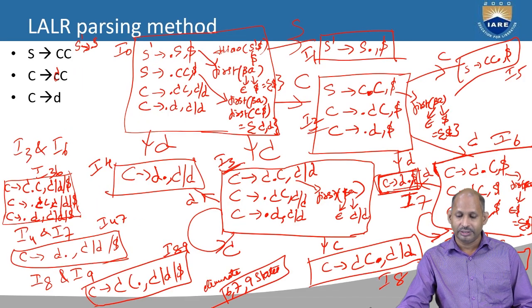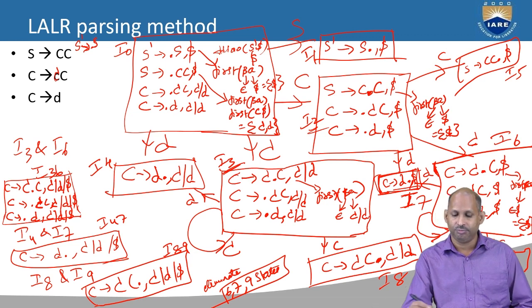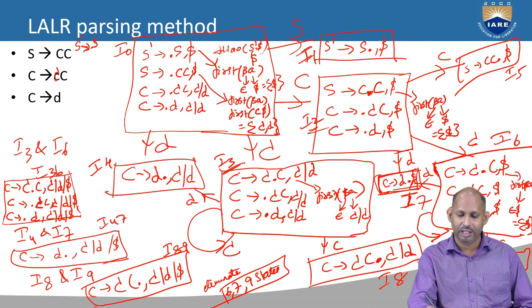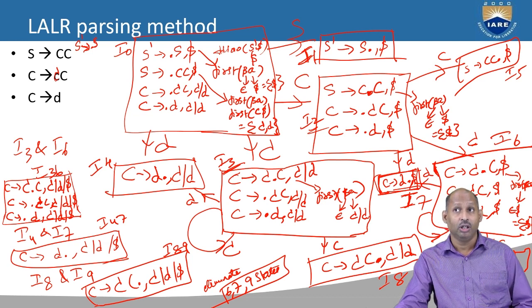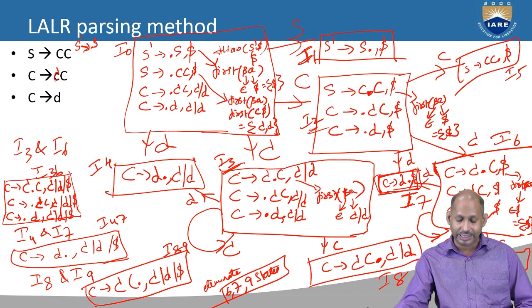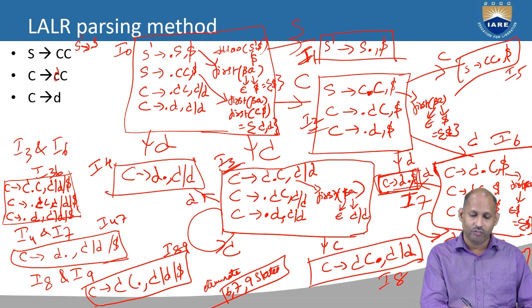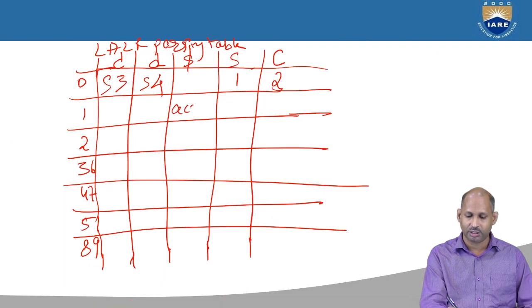Okay? Then I1: S dash gives S dot, dollar sign, and dot at the end, and it is a special production. Then I1 and dollar is accept.